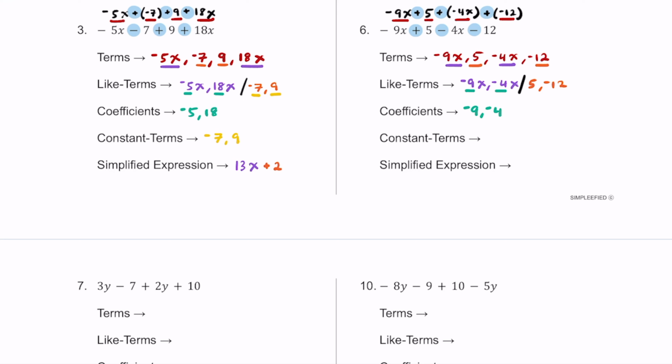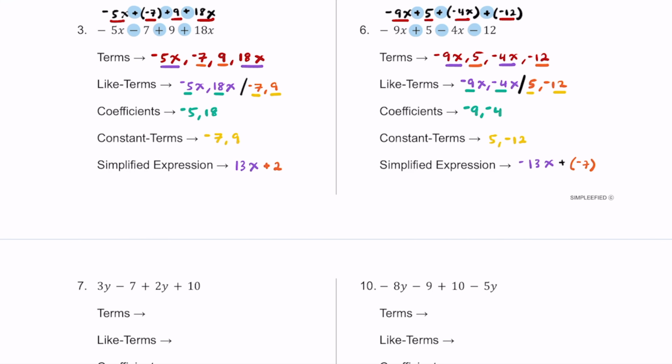And then what are our constants here? Well, our constant terms, that's 5 and negative 12. So we can go to write 5 and negative 12. And if we go ahead and combine our like terms, we have a negative 9x and negative 4x. If you add negative 9 and negative 4, you're going to get negative 13x. And then if you add 5 and negative 12 together, you're going to get negative 7. So we're going to write plus and then a negative 7.